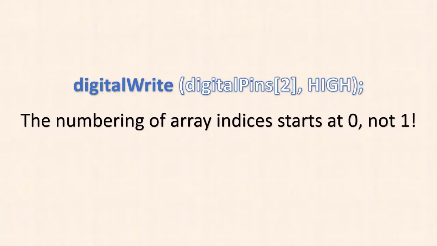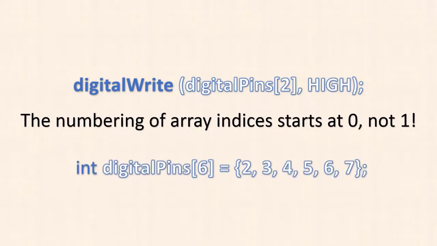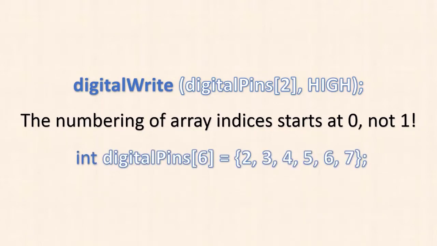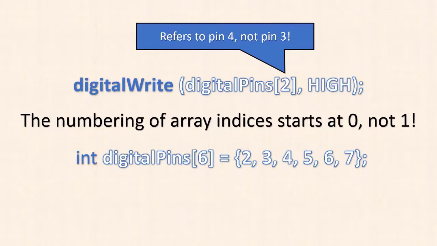But there's a catch when using arrays. The numbering of array indices starts with 0, not 1. Take a look at our original declaration and initialization. In this case, our digital write statement is referring to pin 4, not pin 3. This catches many folks, including me, and causes what programmers call off-by-1 errors.